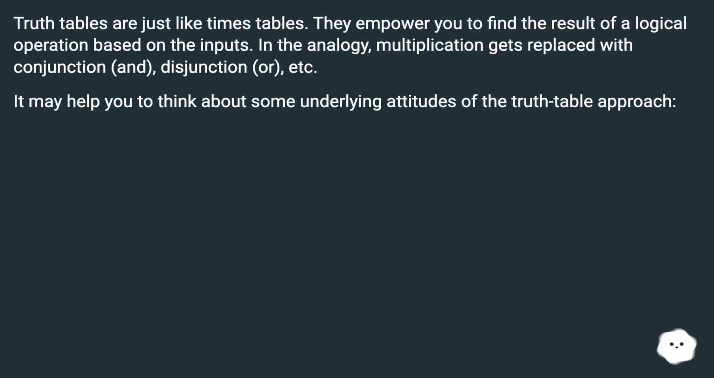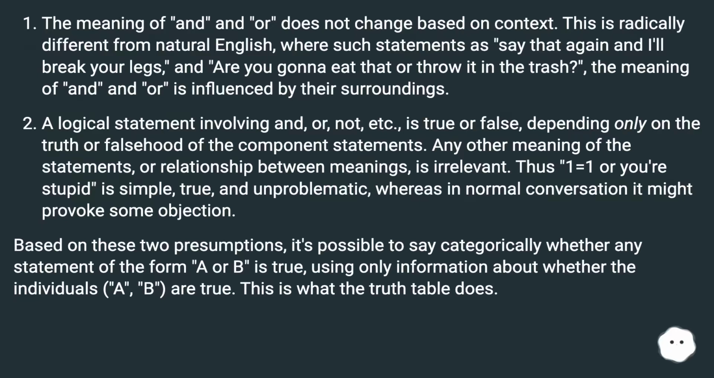Truth tables are just like times tables. They empower you to find the result of a logical operation based on the inputs. In the analogy, multiplication gets replaced with conjunction (AND), disjunction (OR), etc. It may help you to think about some underlying attitudes of the truth table approach. The meaning of AND and OR does not change based on context.